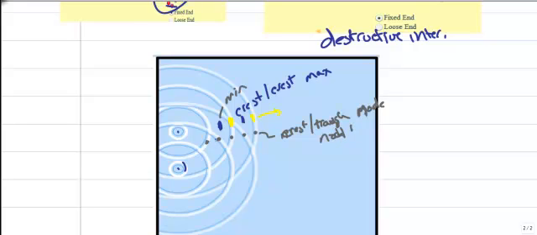Now, because those lines didn't seem to be moving, or this pattern seemed stationary, we have a special word for this, and this is called a standing wave.